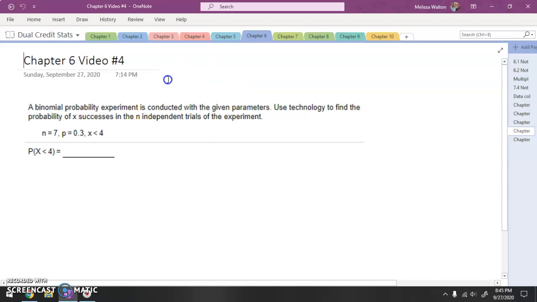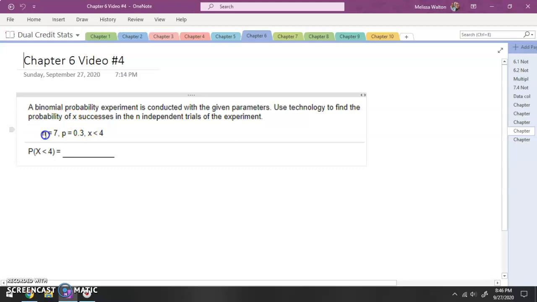So first one, this is directly from your MyMathLab assignment. This one says, a binomial probability experiment is conducted with the given parameters. Use technology to find the probability of X successes in the N independent trials of the experiment. And it tells us N equals 7, P equals 0.3, and finally you want X less than 4. So what we're going to do is interpret what this means. These are actually not too bad of problems. These should be really, really quick when you're going through MyMathLab.